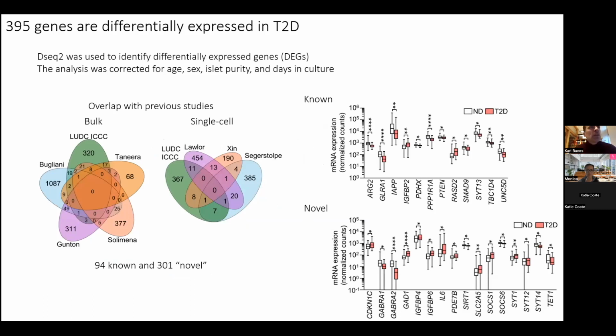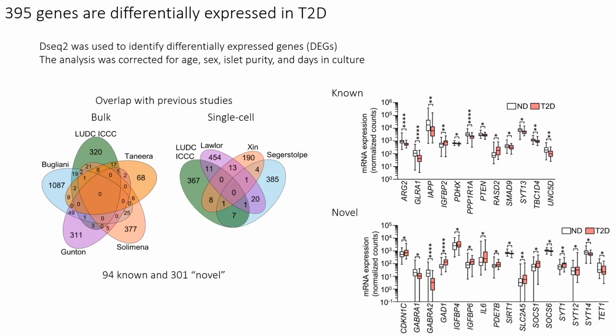So we used DESeq2 to identify differentially expressed genes, and we corrected the analysis for age, sex, islet purity, and days in culture. And on the left of the slide, you see the overlap with the previous studies, both the bulk and the single cell. And our cohort is the one in green. And again, you can see that the overlap is very small, even though we now have increased power in our study. The overlap between the other studies is extremely small.